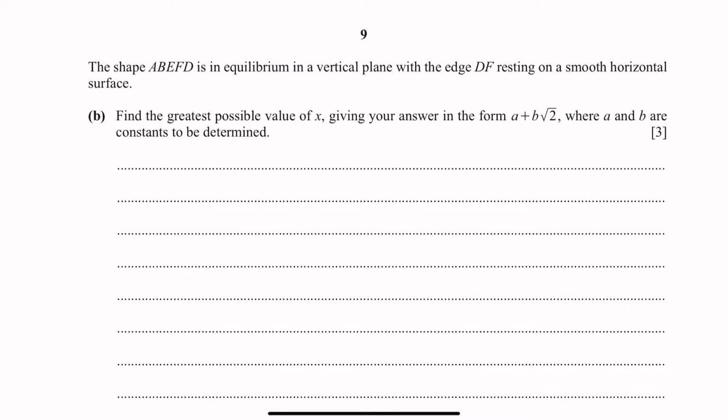Part B. The shape ABEFD is in equilibrium in a vertical plane with the edge DF resting on a smooth horizontal surface. Find the greatest possible value of x, giving your answer in the form a plus b root 2, where a and b are constants to be determined.